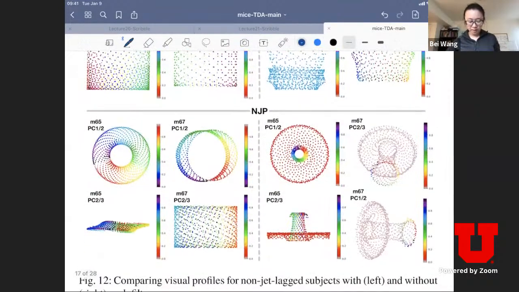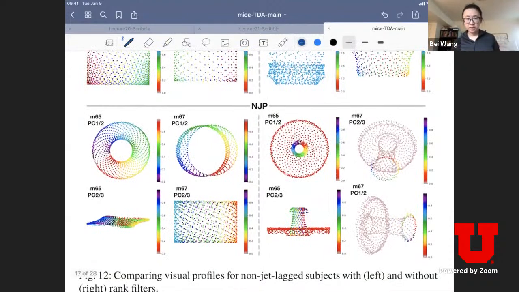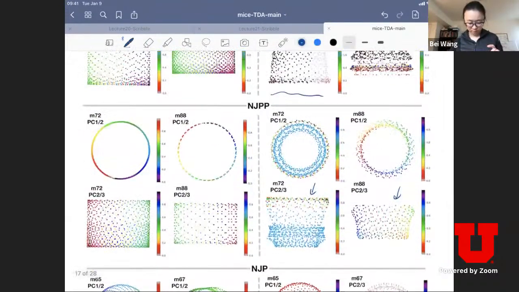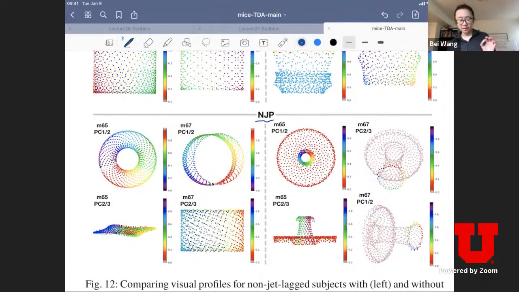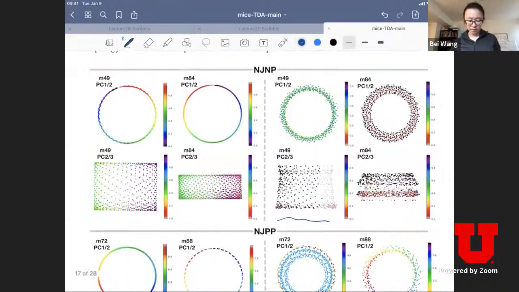And then the last one is non-pregnant jet lagged, okay? So on the left-hand side is not pregnant, and on the right-hand side is, sorry, no, this is non-jet lag pregnant. Sorry, this is non-jet lag, not pregnant. So on the left is with rank filter, on the right is without rank filter. So this is a situation where there's no jet lag at all. Actually, this entire thing is not jet lagged.